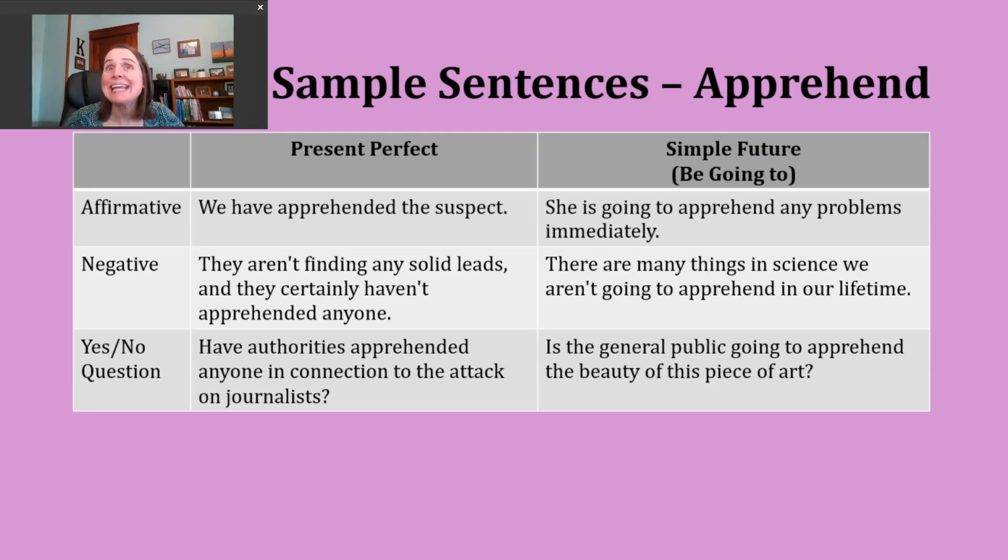Now, if you want to make a negative present perfect sentence, again, you've got to pay attention to your subject. You'll use either have not and then the participle form of the verb, or has not and then the participle. Of course, you can use contractions, so have not can become haven't, and has not can become hasn't. We can see another example of this here. They aren't finding any solid leads, and they certainly haven't apprehended anyone.